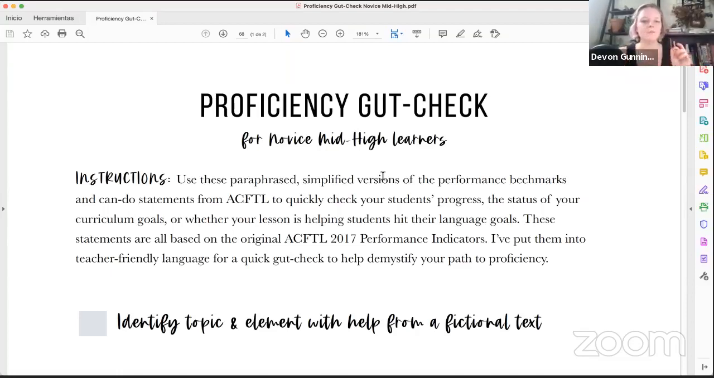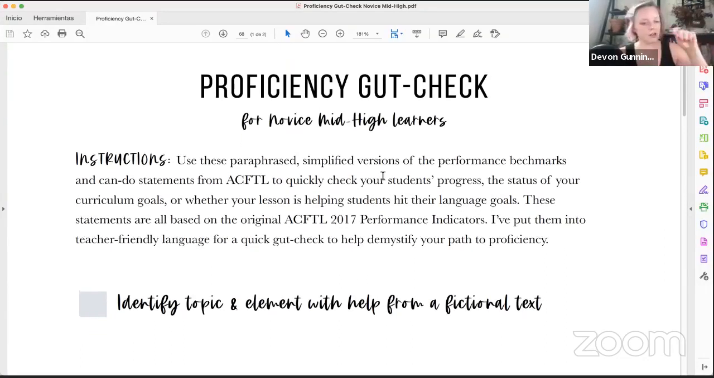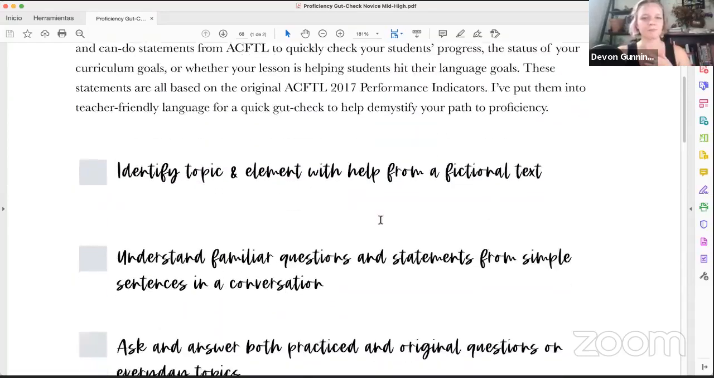It's a quick, paraphrased, simplified version of all the stuff that's in ACTFL, all the things that you probably have tacked on your wall, but you haven't looked at in a while, if you're like me. The performance indicators, the can-do statements, the proficiency benchmarks, all that good stuff. I boiled them down into really simplified paraphrase language. This is not my language. It's all from ACTFL, to just check off and make sure that you can see where your students are at and what proficiency level they actually are at when it comes to different skills. So let's take a look at this.